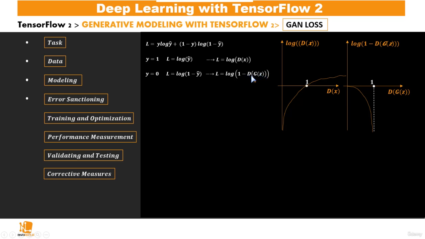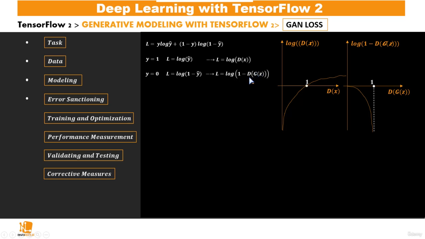So we have 1 minus D of G of z. In this case, we are making use of this other function. So this is what the log of 1 minus D of G of z looks like. Since D of G of z lies between 0 and 1, and we're trying to train the discriminator such that whenever it says fake data, it is able to output 0.